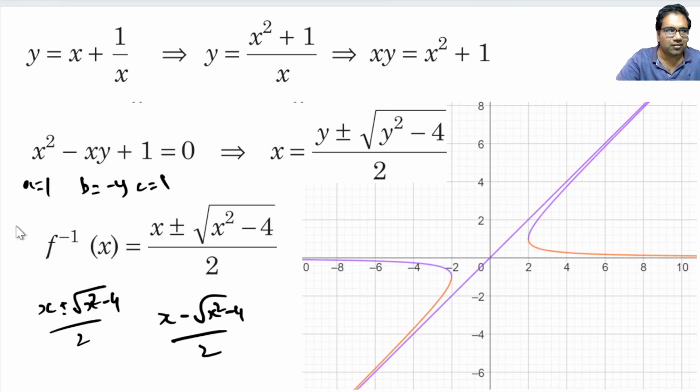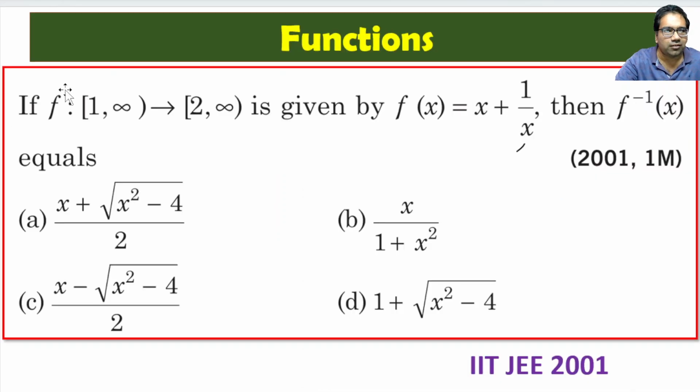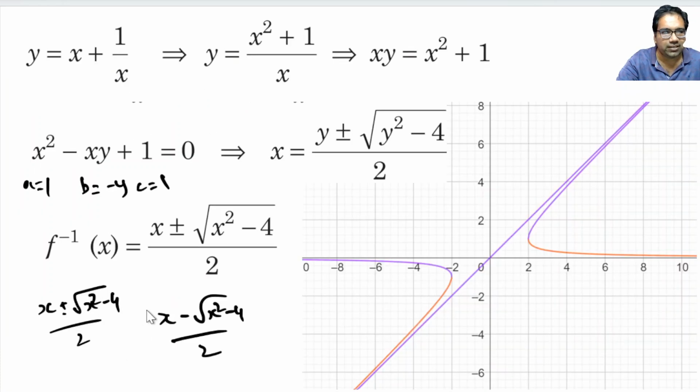Now if you closely see here, what is the domain of f? 1 to infinity, and range of f is 2 to infinity. Obviously for f inverse x, the range should be 1 to infinity and domain should be 2 to infinity. So 2 to infinity is fitting in both places because x square should be greater than 4. The domain for f inverse x is fitting both places. We need to check for the range.